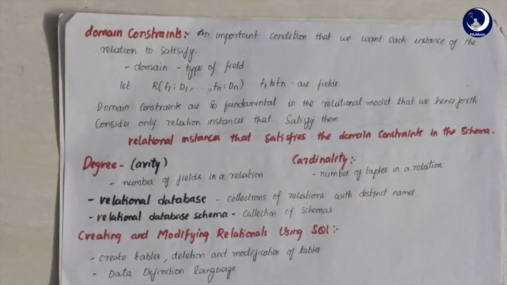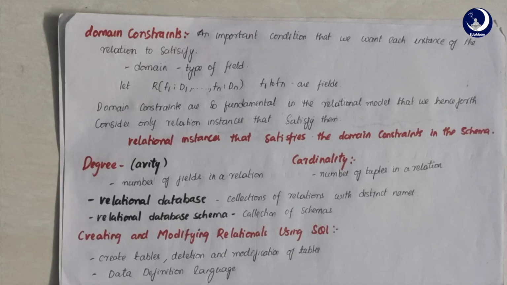Domain constraints. I've told you a domain is the permitted set of values for any field. Then what are domain constraints? Domain constraints are the important conditions that we want each instance of a relation to satisfy. That means we have defined that SID should be a string and age should be an integer. Now we will consider the instance of a table only if it satisfies these domain constraints that we have defined.